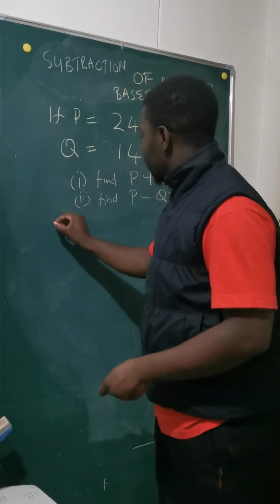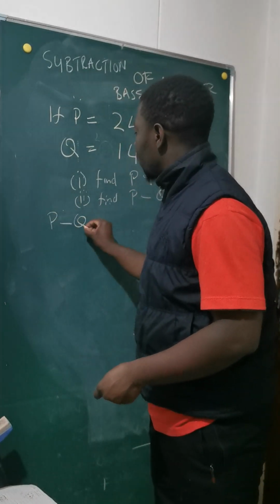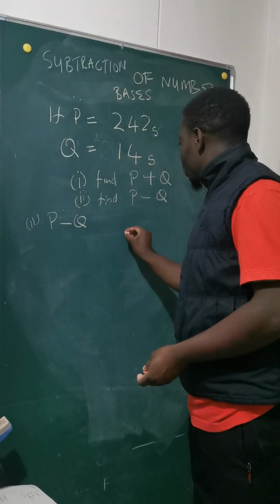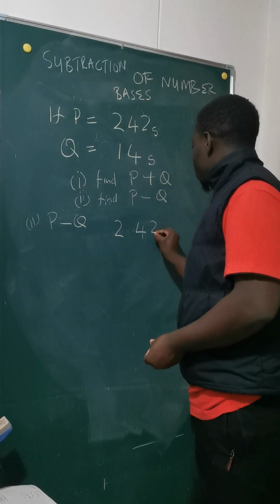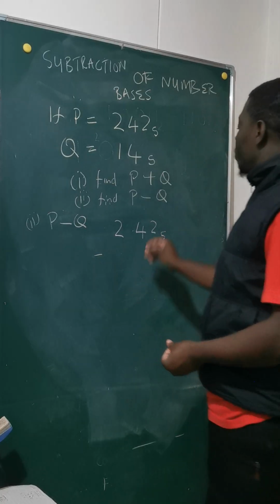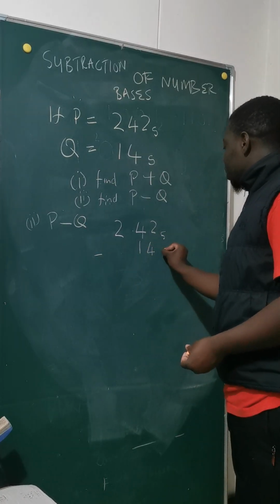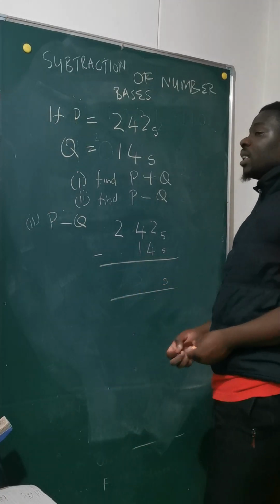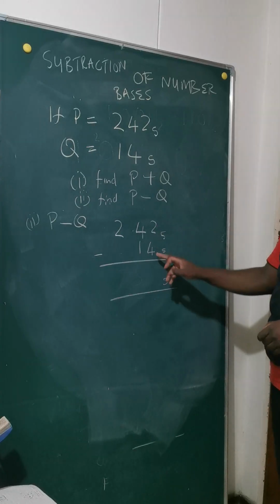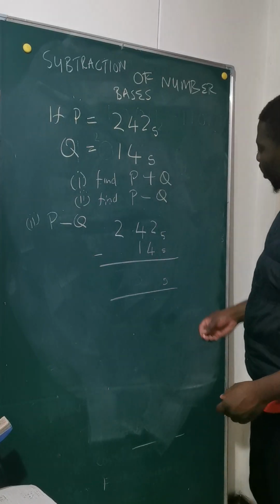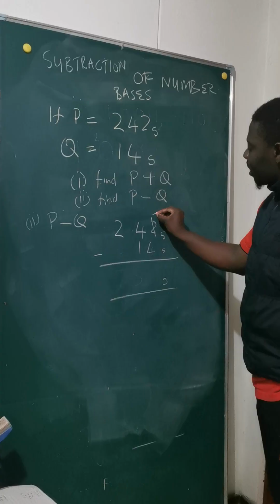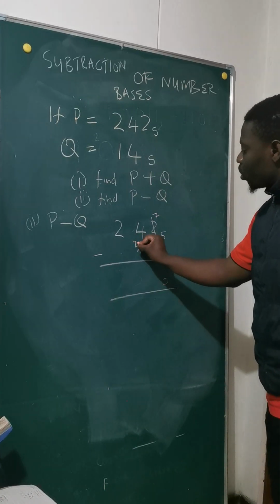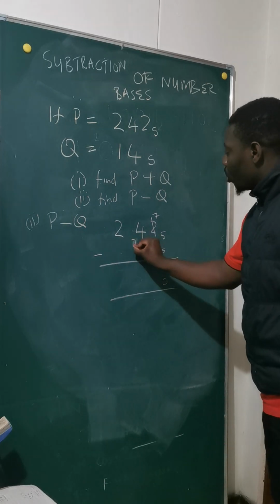Part 2, it says P minus Q. So we take that P, which is 2, 4, 2 in base 5, minus Q, which is 1, 4 in base 5. Then because we are in base 5, our answer automatically is in base 5. So we say 2 minus 4, it can't. We add 5 to 2, and we get 7, right? We bring down 1. So whenever we add, we have to bring down.